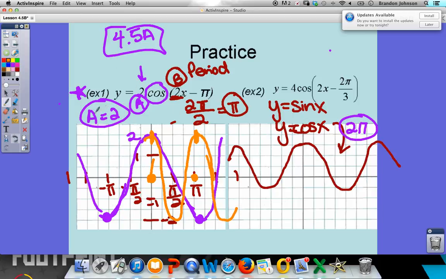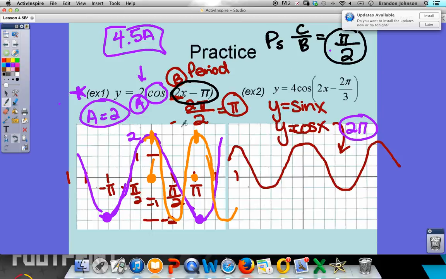Now, the orange one is still not the answer. You might say, well, why? Well, because remember the 2x and pi, we've got to look now at our phase shift, the PS. So we know that in order to do this, we've got to do C over B. Well, our C in this example will end up being pi, and our B would end up being 2. Therefore, we know that my phase shift is going to be pi over 2, or right pi over 2.